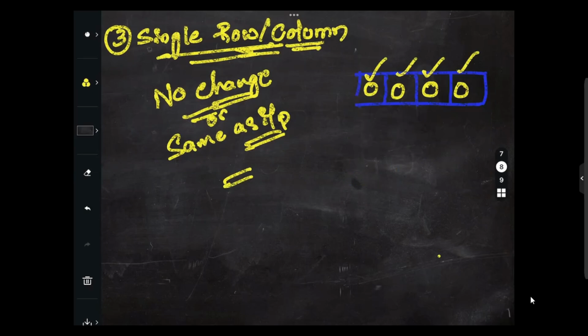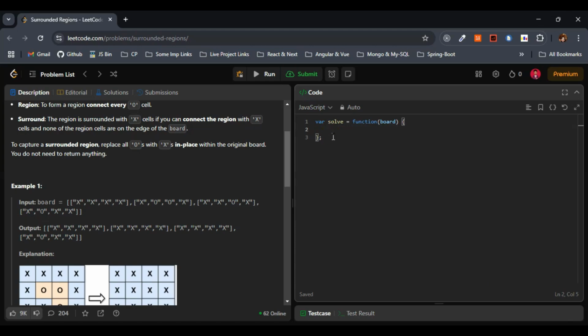Next, let's start writing the code, and I'll explain the code while writing the code itself, right? Then finally, let's discuss the complexities of the code that we have written. Now, let's start writing the code. So let's write the code.